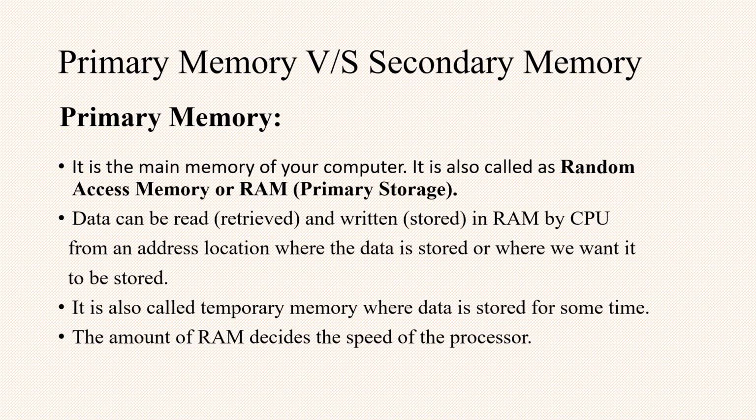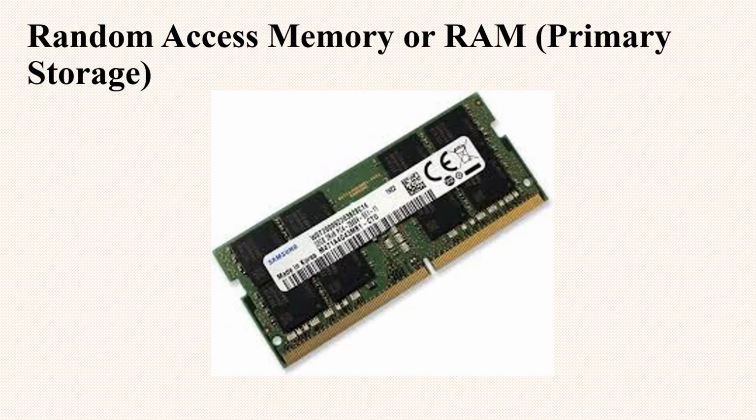And the last thing we need to know about the primary memory is that the amount of RAM, that is your random access memory, decides the speed of your processor. Okay, the more the RAM, the more the speed of your processor. Now you can see this is an image, or a picture, of random access memory, or we can say the primary storage. So we can look at this picture and say that this is the RAM, if you have not seen it.